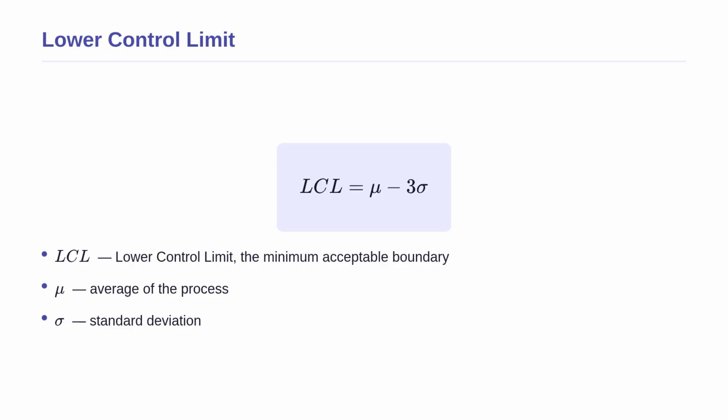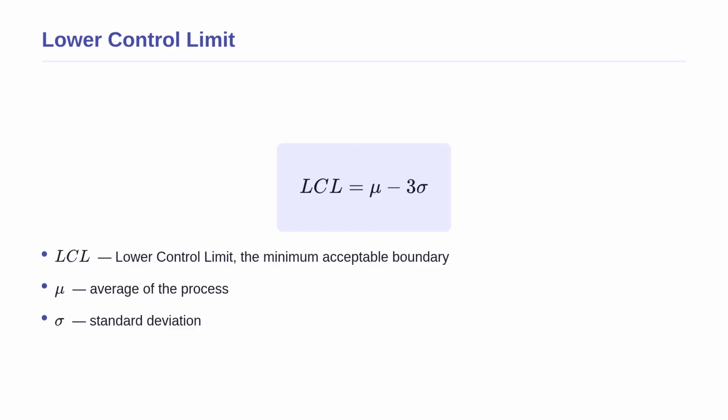Finally, to complete our safe lane, we need a floor, which is the lower control limit. The formula is LCL equals mu minus 3 times sigma. This serves as the minimum acceptable boundary. LCL stands for the lower control limit, mu is the average, and sigma is the standard deviation. Any value dropping below this floor triggers an immediate warning, indicating the process is producing items that are too small or too light.